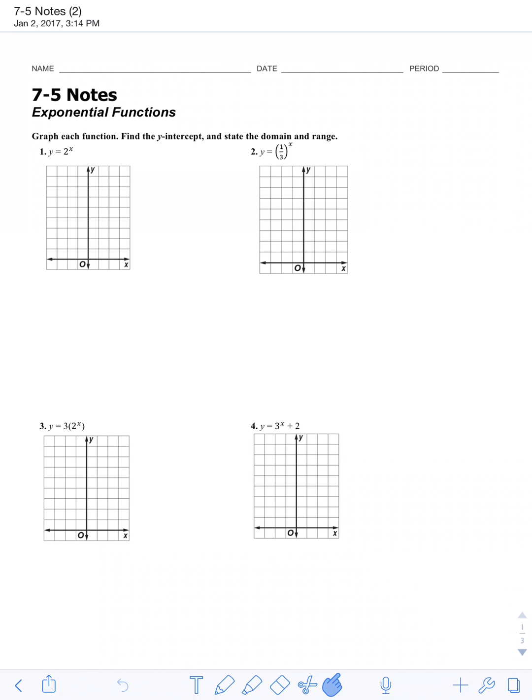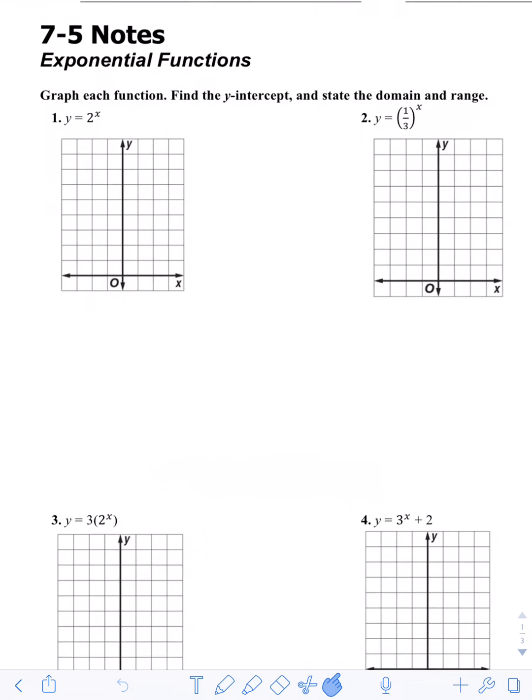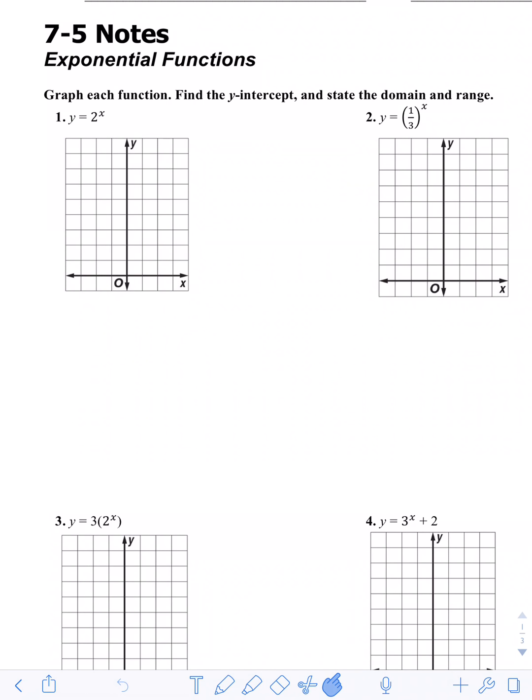Alright, these are 7-5 notes. This is going to be just graphing exponential functions and looking at tables of exponential functions. So for this first one, it says graph each function, find the y-intercept, and state the domain and the range. There are 4 of them that we're going to do.